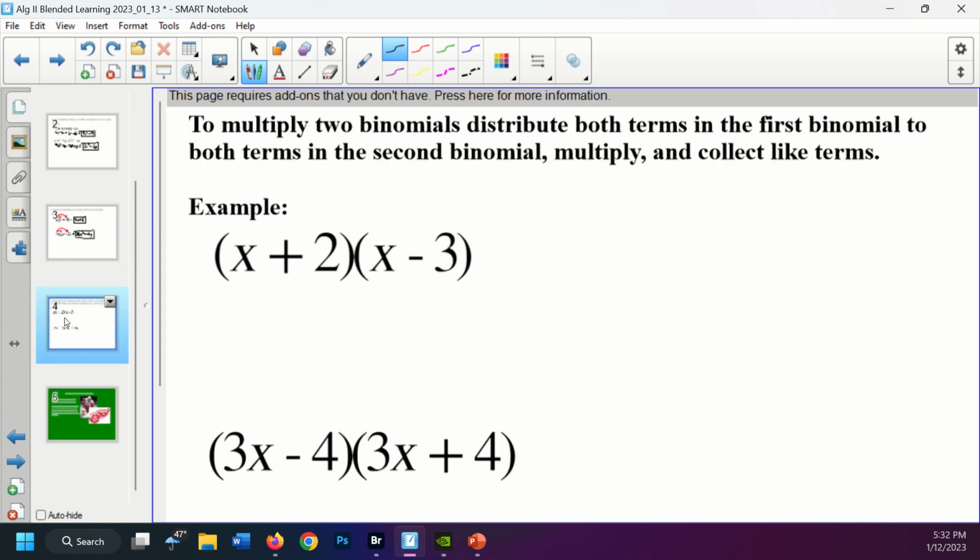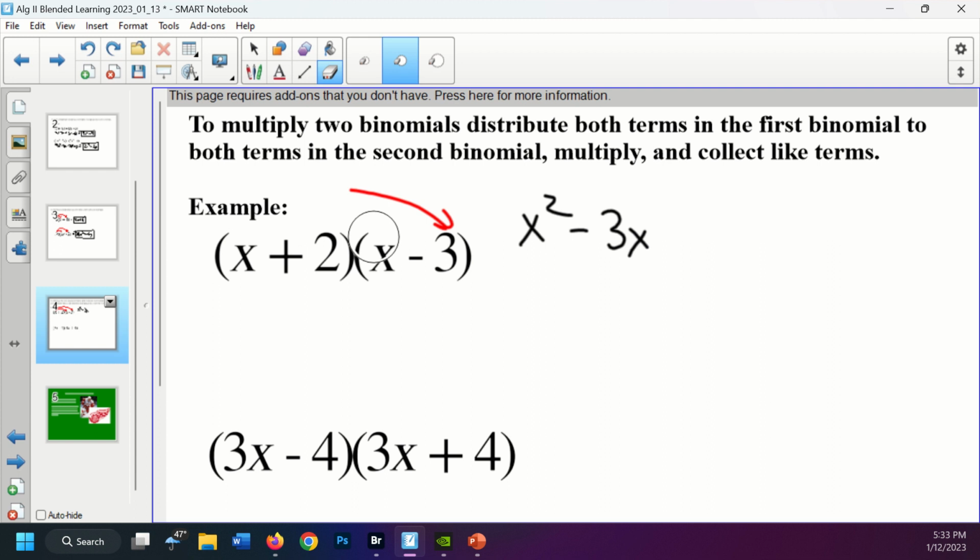Our last thing that we're going to talk about is when you multiply two binomials, you're going to distribute both terms in the first binomial to both terms in the second binomial. We will multiply and then collect like terms. So the first thing I'm going to do is go x times x, and then x times negative 3. So x times x will give me x squared, and then x times negative 3 will give me negative 3x.